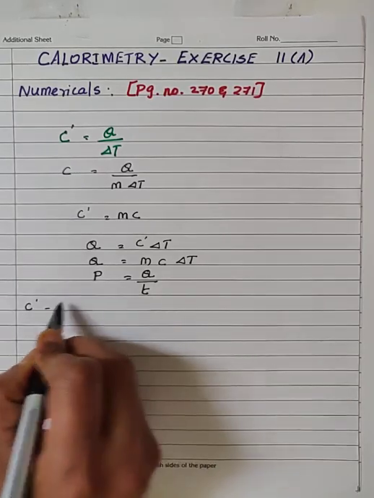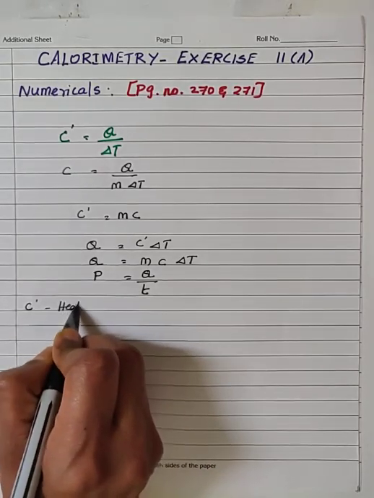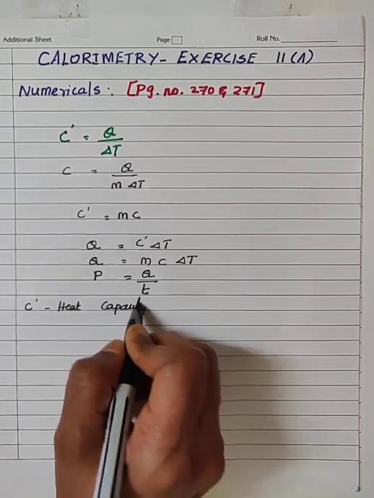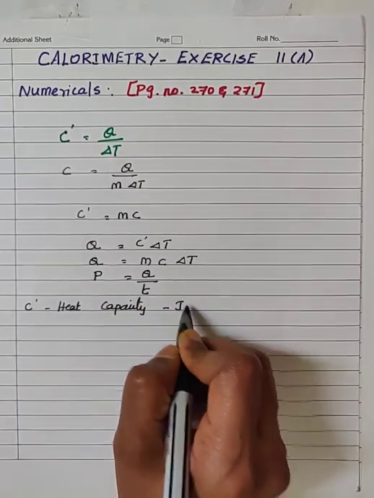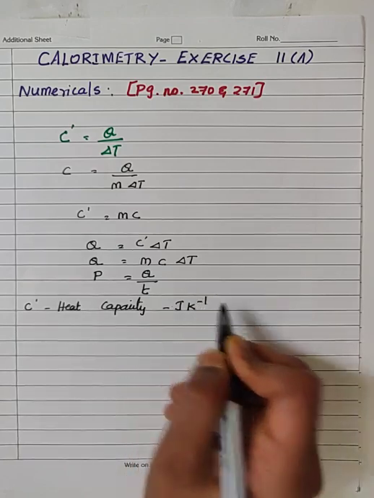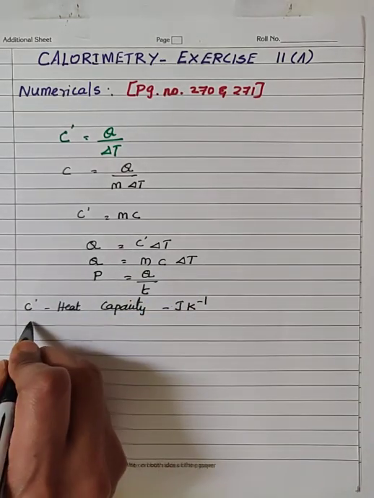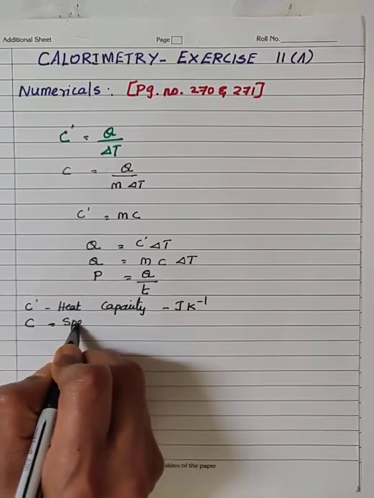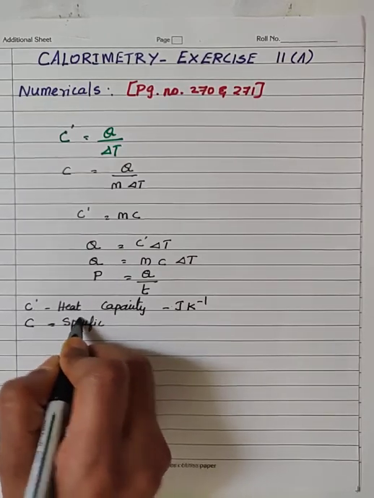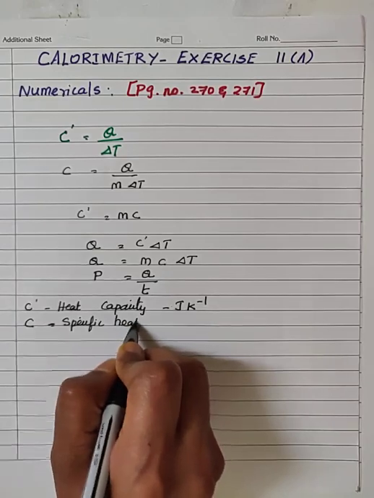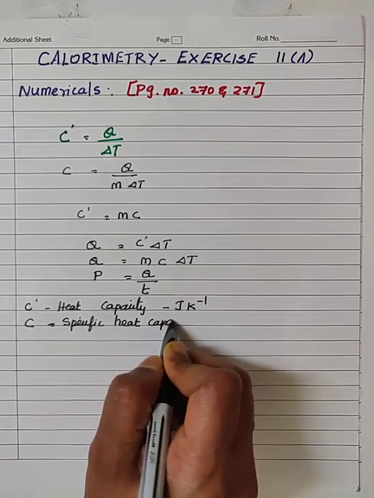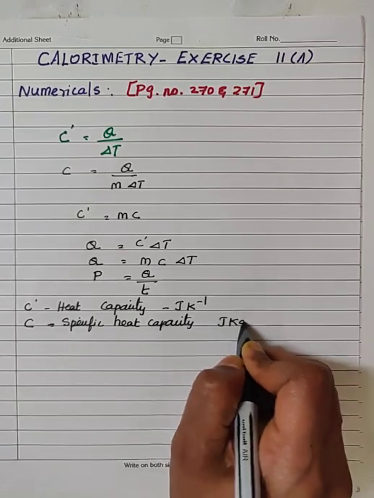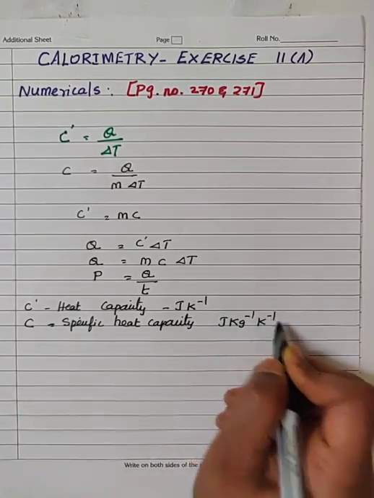C dash represents heat capacity or thermal capacity. The SI unit of heat capacity is Joule per Kelvin. Next one, specific heat capacity. The small c represents specific heat capacity, whose SI unit is Joule per kilogram per Kelvin.